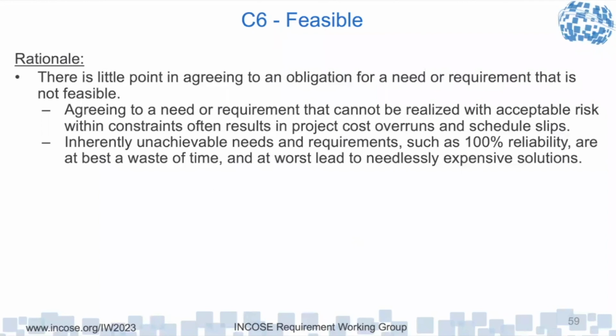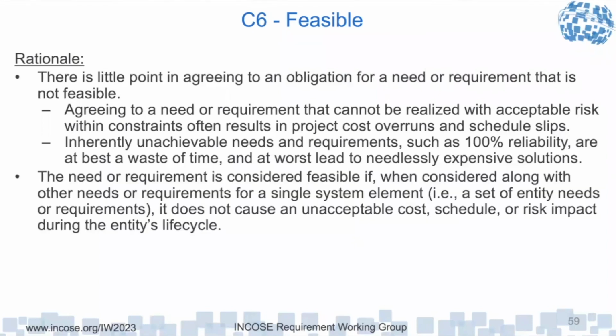Inherently unachievable needs and requirements, such as 100% reliability, are at best a waste of time and at worst lead to needlessly expensive solutions. One of the things you talk about is decimal numbers: the more decimals you have, the tighter the tolerances are, the more expensive the design, plus the more expensive the verification that you met the design. It could be not feasible within cost and schedule because of that. A need or requirement is considered feasible if, when considered along with other needs and requirements for a single system element, it does not cause unacceptable cost, schedule, or risk impact during the entity's life.